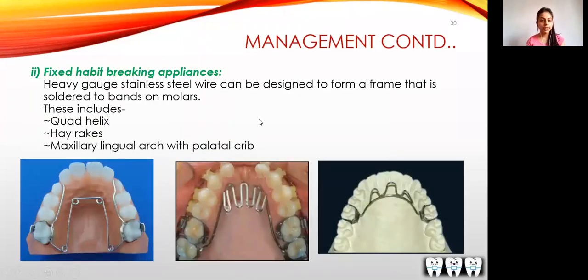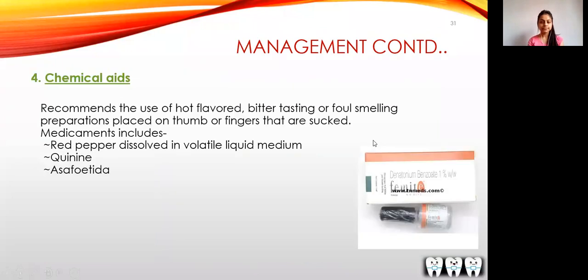Now let's talk about the fixed habit breaking appliances. These are heavy gauge stainless steel wire that can be designed to form a frame that is soldered to the band on the molar. This includes the quad helix in the first figure, the helix in the second, and the maxillary lingual arch with the palatal crib in the third. These basically remind the patient not to put their finger inside the oral cavity.